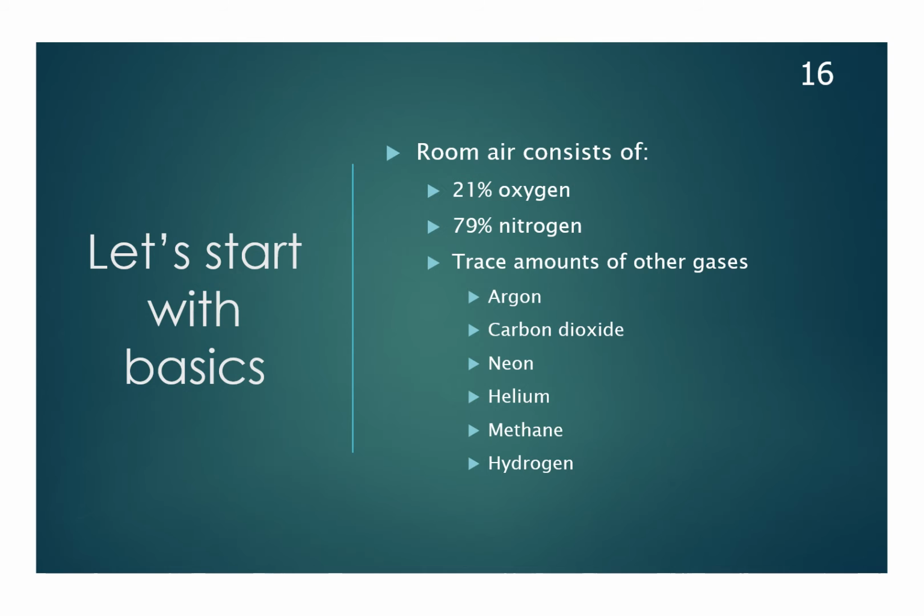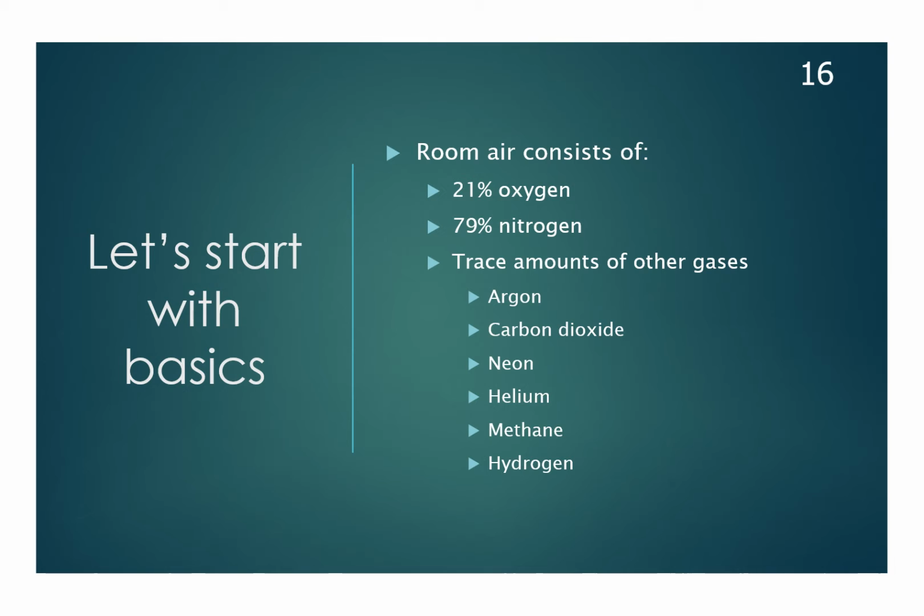The air we breathe, what we're breathing right now, typically consists of 21% oxygen, 79% nitrogen, and then there are other trace gases in the air. For example, there's carbon dioxide, which is great for plants. There's argon, neon, helium, methane, hydrogen, and a host of other trace gases in room air.